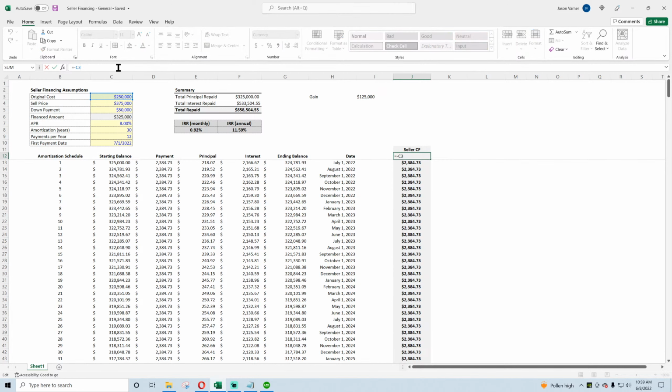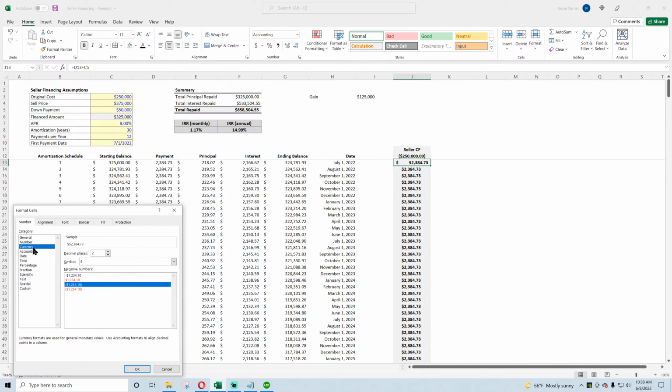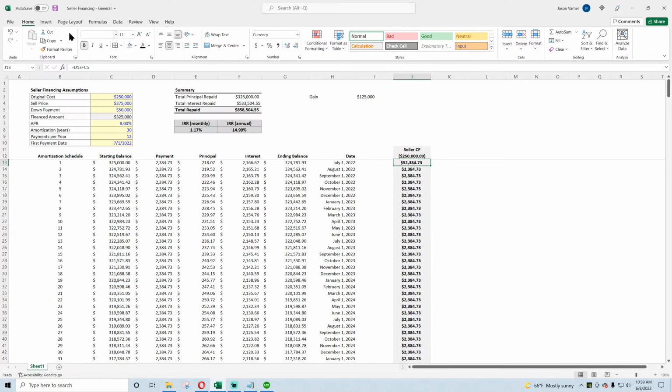Seller cash flow is going to be this plus the down payment receipt. Well, no, the first payment of the year is going to include the down payment. So we'll just add that here. Okay, does that make sense? So 250, so total cash flow is 658,504.